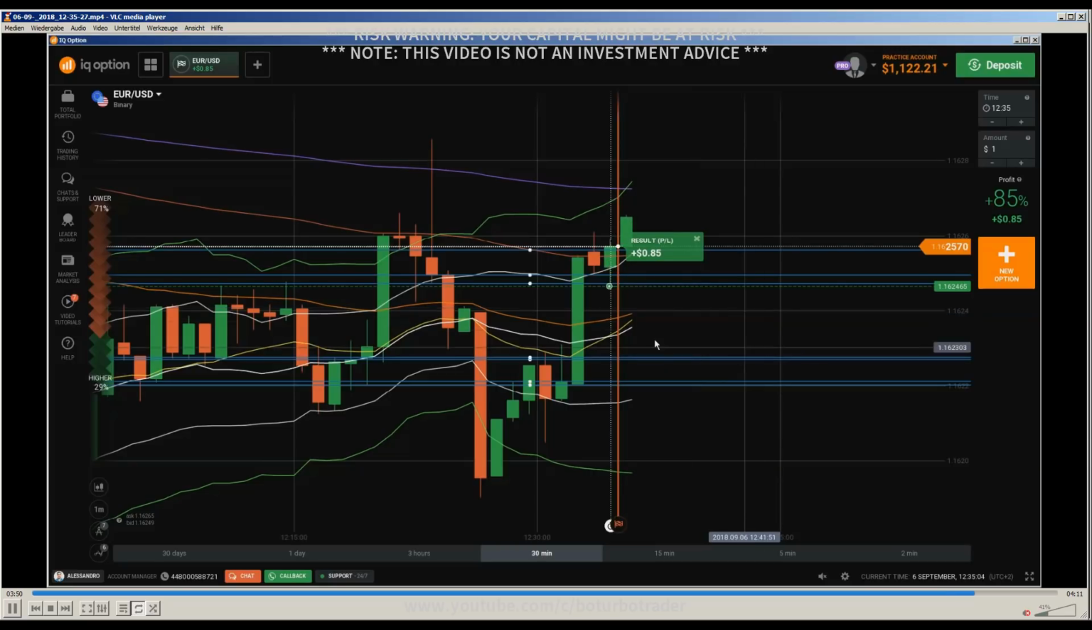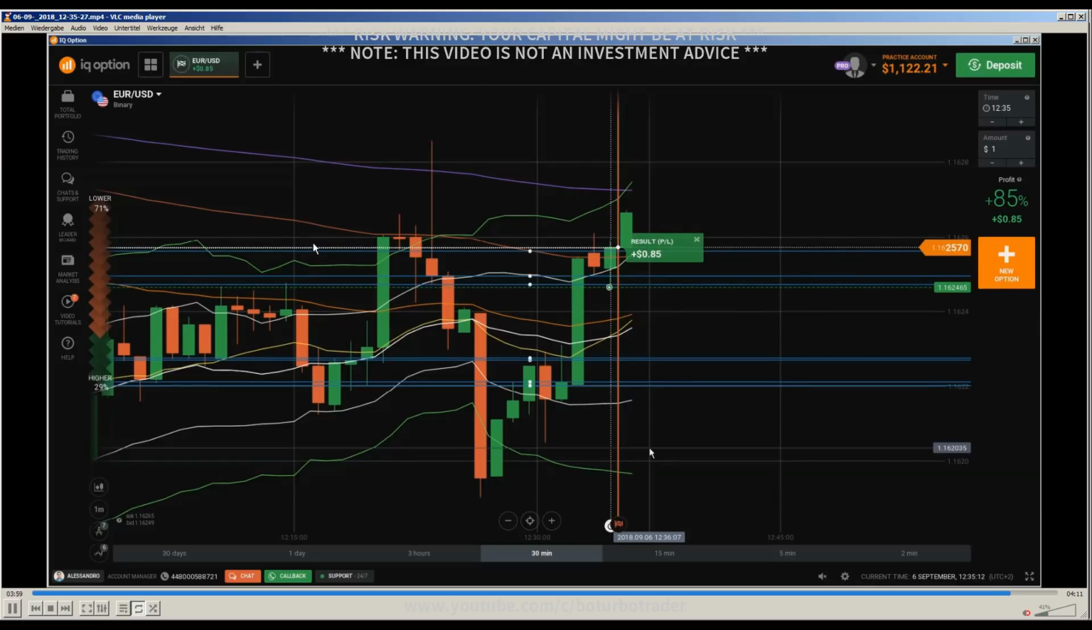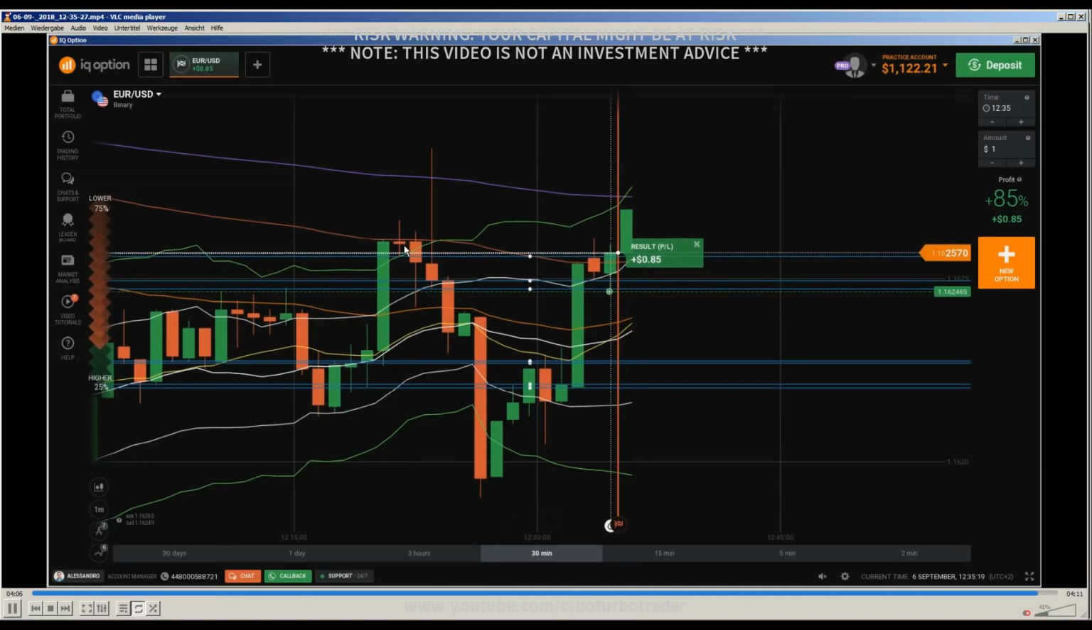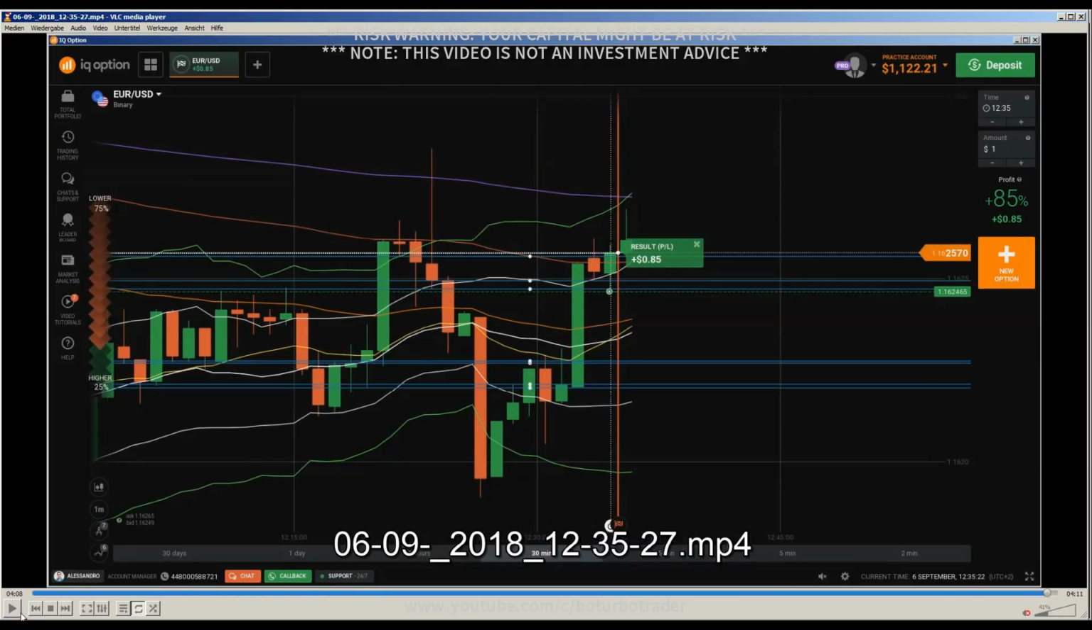So, and now after this I would not enter anymore into a call, because we are still in a ranging market. We have here the range. This is a trading range. We reach the trading range. We have here a lot of selling pressure due to this kind of candle, and that would be the reason why I would not enter into a call again, because we are too close to the 200 EMA.